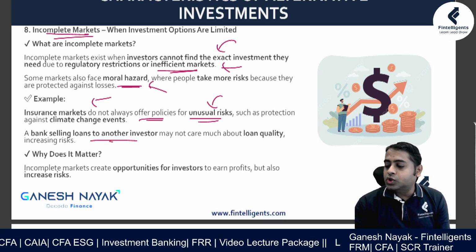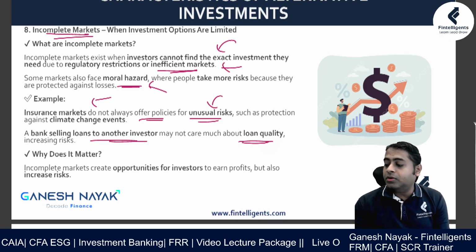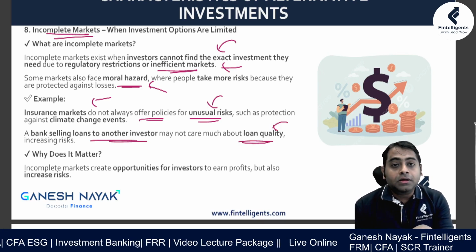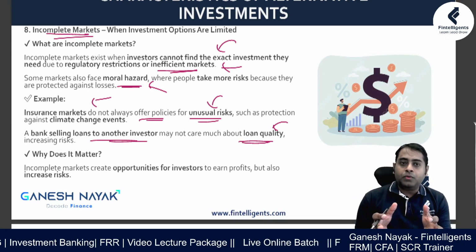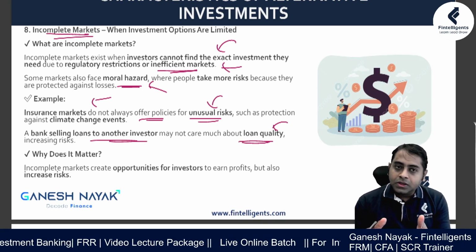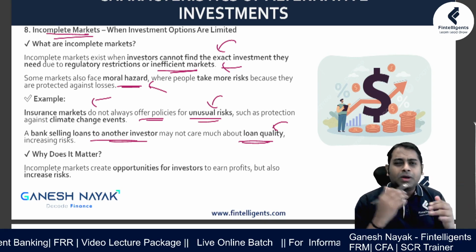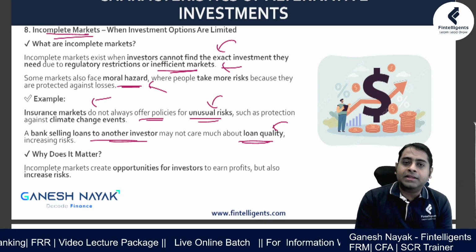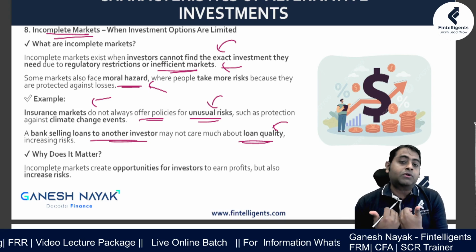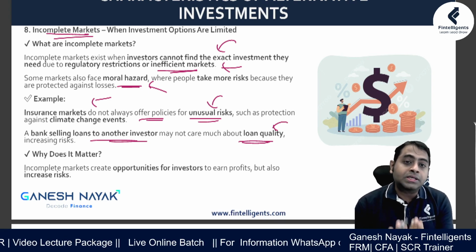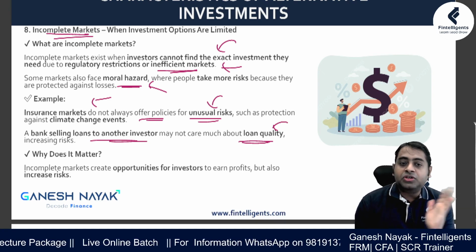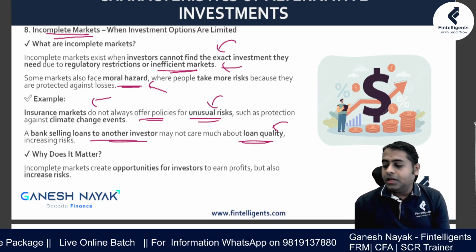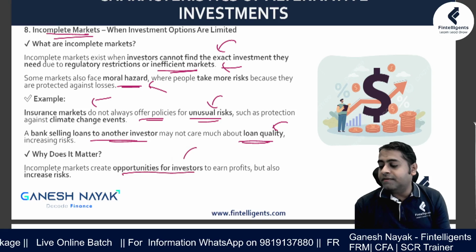Banks selling loans to other investors may not care about the loan quality. This is moral hazard. I have initially given a loan. Now I have a portfolio of 10,000 loans and I'm selling it to somebody. So I'm not very concerned about what happens in those 10,000 loans, because they are not going to stay on my book. This creates moral hazard, and this is one of the biggest problems in structured products.